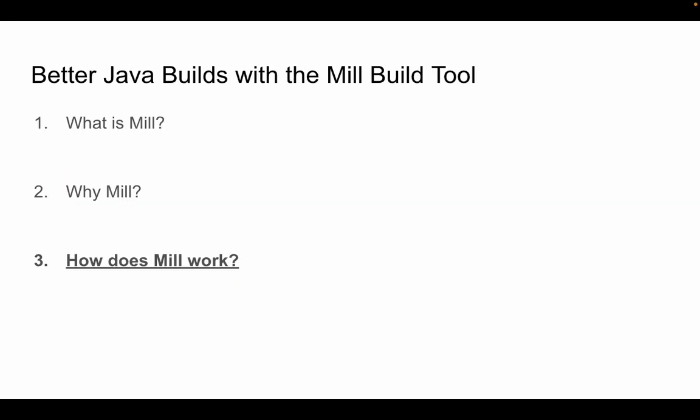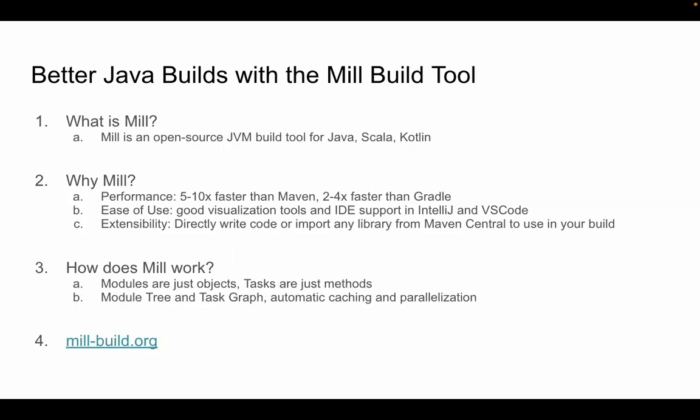So that's how Mill works. This is the last slide, so I'm basically done. So what is Mill? It's an open source build tool. Previously Scala, now supports Java, Kotlin. It's much faster than Maven and Gradle, at least in the benchmarks we ran, which I think are reasonable. Not 100% precise, but pretty close. You have good visualization tools, good IDE support. You can directly write code or import any library from Maven to use in your build. No need to find the plugin to do exactly what you need.